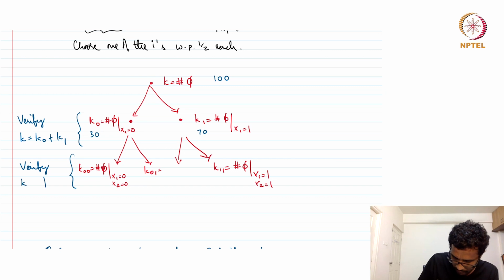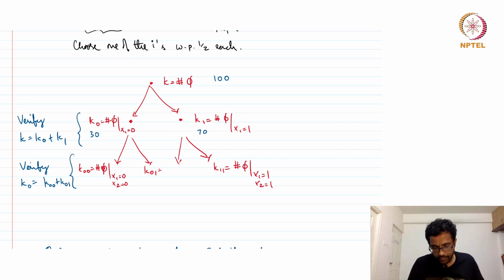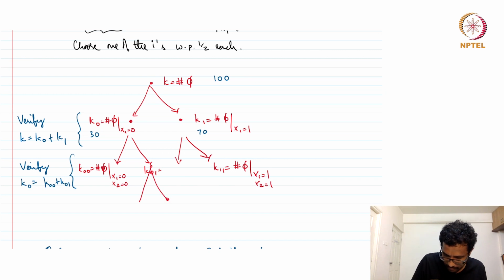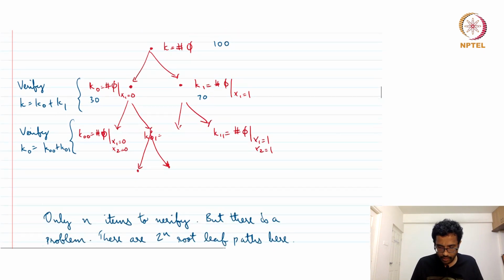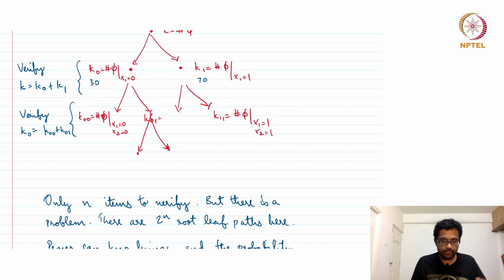Verify that k0 is equal to k00 plus k01, right? And every time we just choose one path to verify. So maybe over here we will check k01, we will just check this path. Which path to be verified may be chosen randomly. So initially we verify k, then k0, then k01. At every level there is only one item that we are verifying.